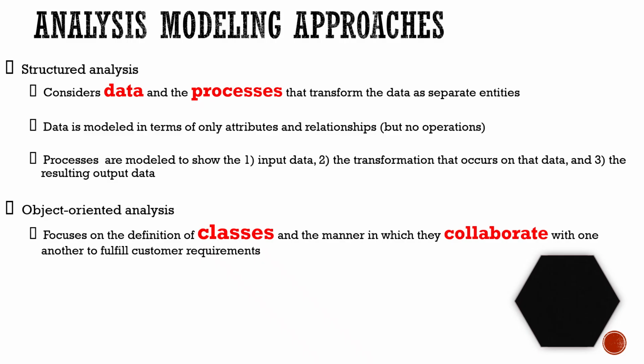Analysis modeling approaches: structured analysis or object-oriented analysis. There are basically two methods. One is this, and the other one is this. In structured analysis, we consider data and the processes that transform the data as separate entities. Data is modeled in terms of attributes and relationships, but no operations. Processes are modeled to show input data, the transformation that occurs on the data, and the resulting output.